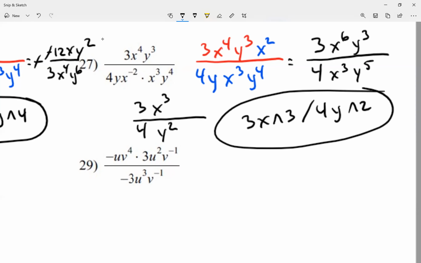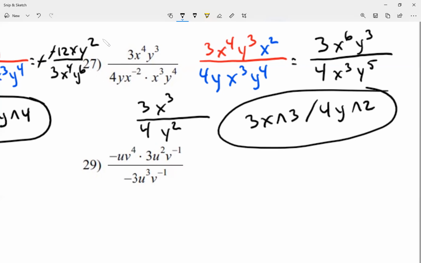I know it takes us a few steps, not easy. Exponents are supposed to be a little complicated.